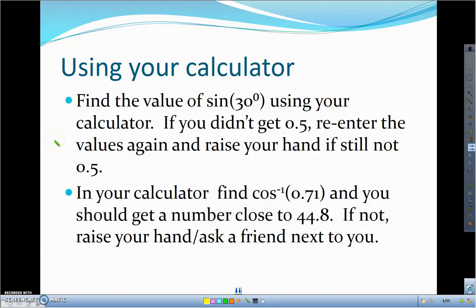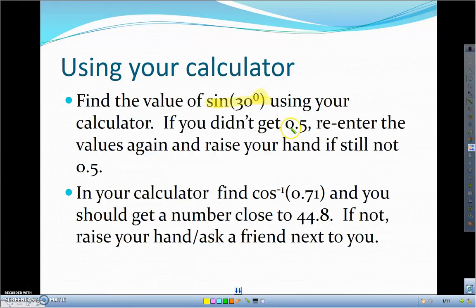All right, welcome back. We're going to be looking at primary trig ratios today. And we're going to start with using your calculator because we need to make sure it's working properly. The first thing you need to do is put in sine 30 degrees. And notice this degree symbol. If you don't get 0.5, it probably means that you're working in radians.